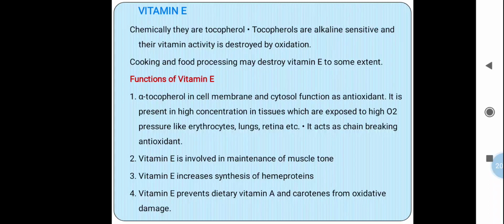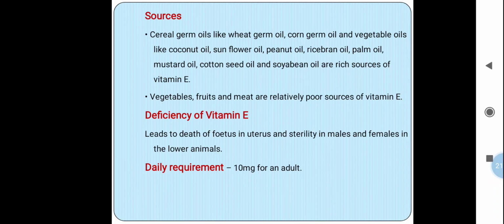So vitamin E is important in the maintenance of the structural and functional features of the smooth muscles, cardiac muscles and skeletal muscle. So vitamin E is also known as an anti-sterility hormone or anti-sterility vitamin. The next, which are the sources of this vitamin E?